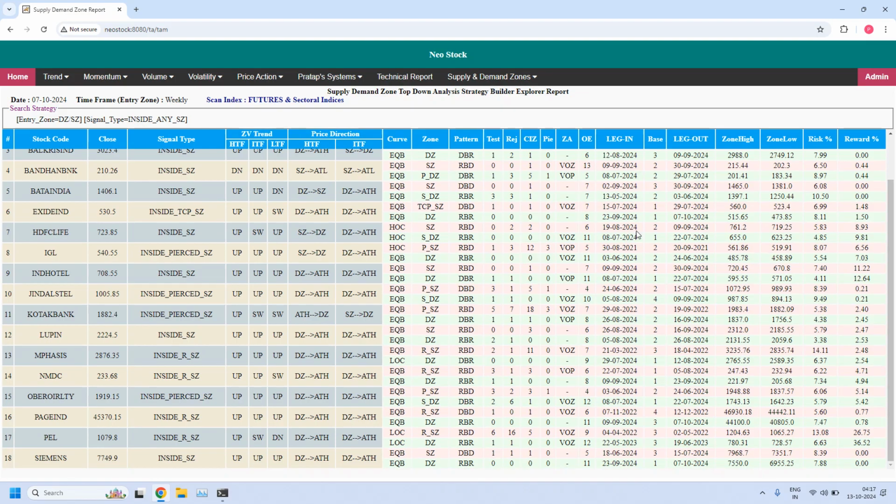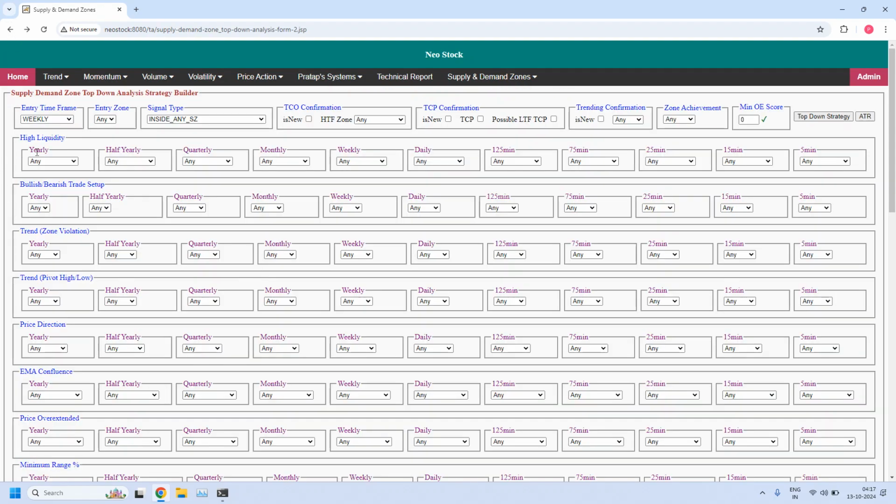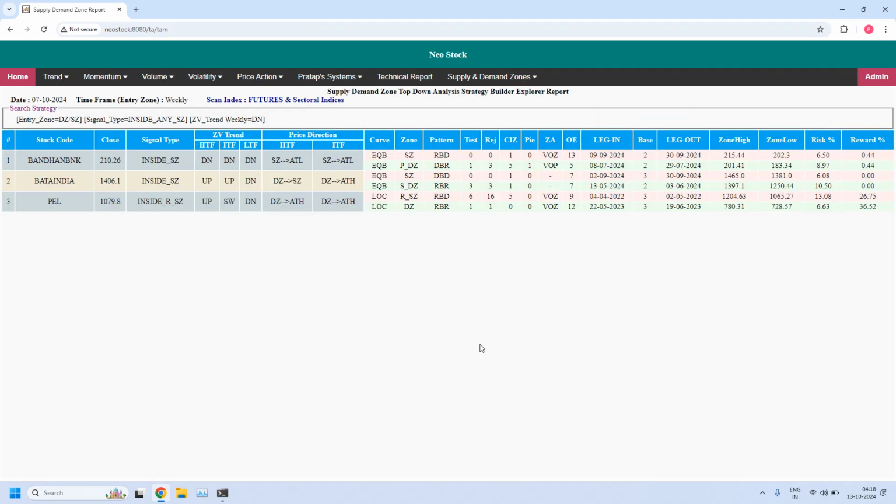To check high probability setup, let us find the stocks having the weekly trend as a downtrend. In the zone violation trend, weekly time frame, I'm defining the trend as down. Let's filter. Now only 3 stocks are filtered. If any of these 3 stocks have EMA confluence, because weekly trend is downtrend, it's a high probability.